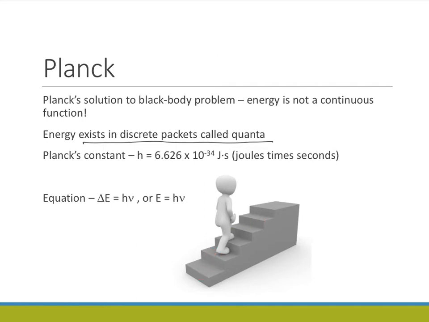Now, this led to Planck's constant, which we give the symbol h. Planck's constant has a value of 6.626 times 10 to the minus 34 joule seconds. And that means that the energy associated with our electromagnetic radiation, or the change in energy, is equal to Planck's constant times frequency, because frequency given in inverse seconds times joule seconds gives you joules. So we can calculate the amount of energy in light by using Planck's constant and the frequency.